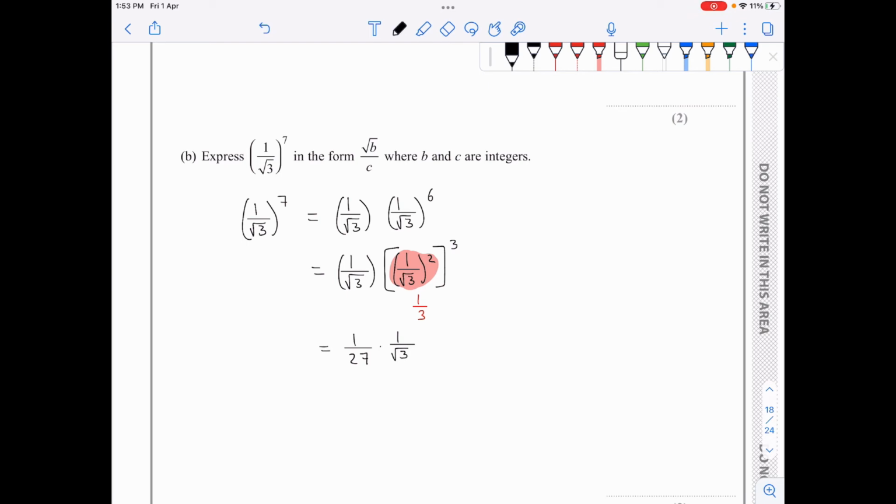I need to rationalize the denominator, so I'll be multiplying by root 3 over root 3. And I get in the numerator root 3. And in the denominator, it's going to be 27 times 3, which is 81.